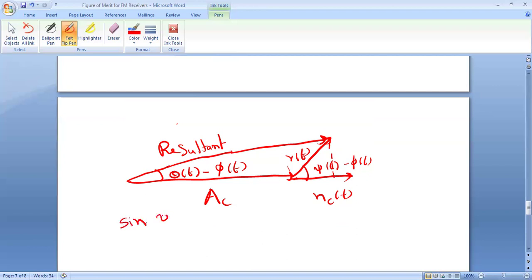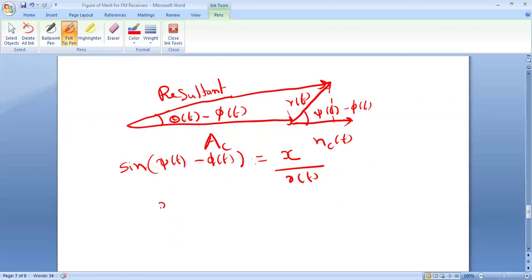Now, sin of psi(t) minus phi(t), that is sin theta, equals opposite side by hypotenuse. Let the opposite side be x. Then it will be x by r(t). So what is x now? x equals r(t) into sin of psi(t) minus phi(t). This is the opposite side component.